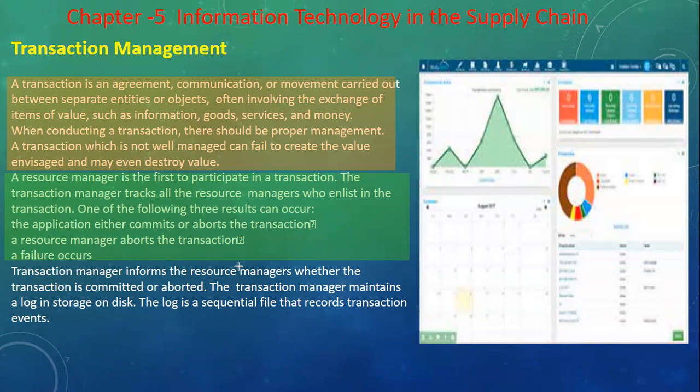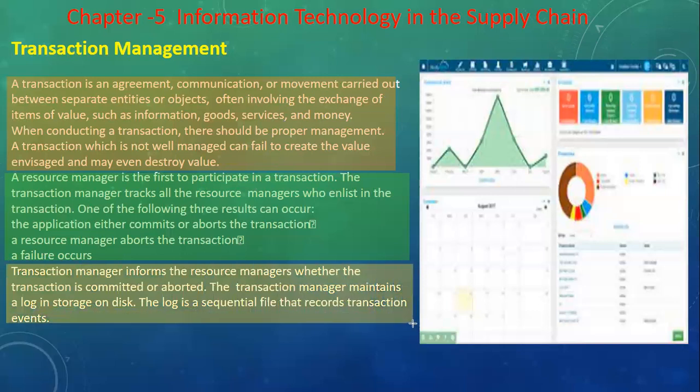The transaction manager maintains a log in storage or disk. The log is a sequential file recording transaction events. Okay, so here the transaction manager needs to record the logs, meaning what happened once the order was received, then what action has been taken by the transaction manager. Did he transfer this order through the system to the next level or not? If done, then he needs to maintain that information is passed to the next level.